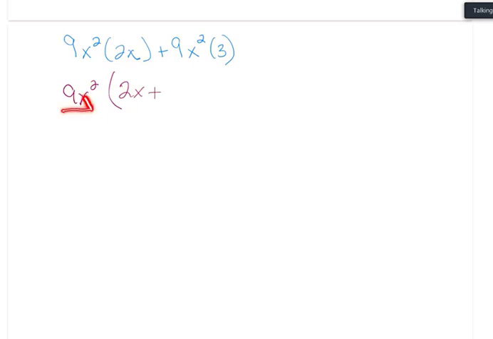So I'm at 9x squared. But I want to get to 9x squared times 3. So what do I got to multiply 9x squared by?